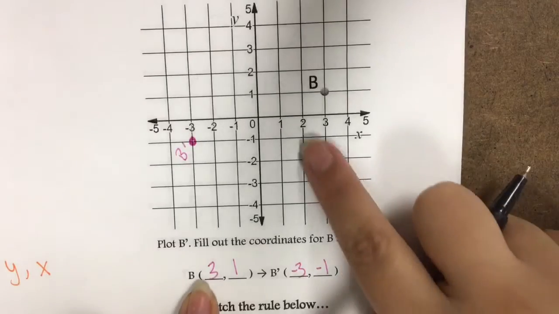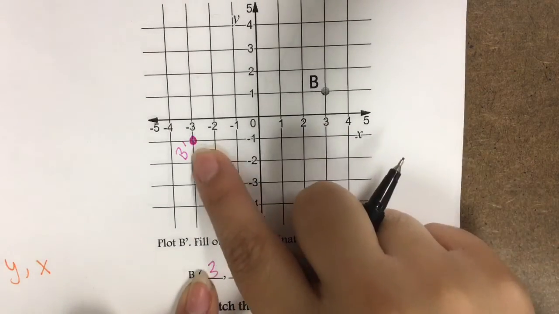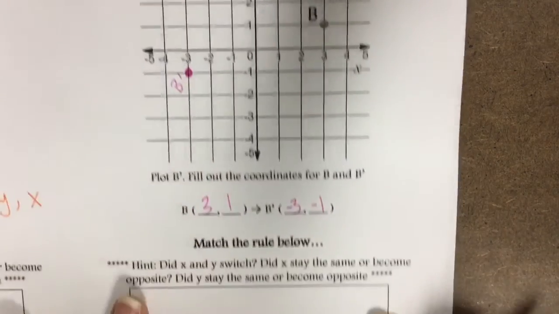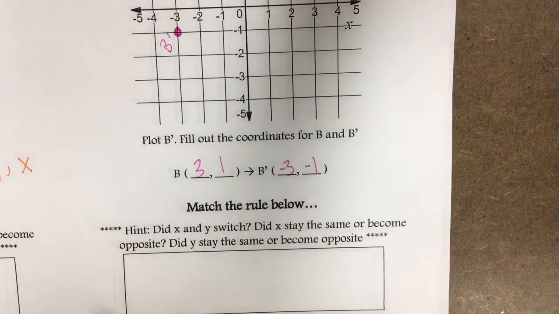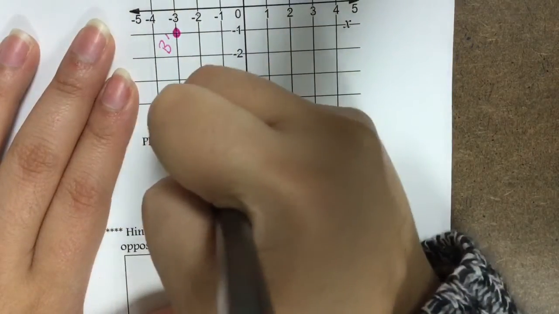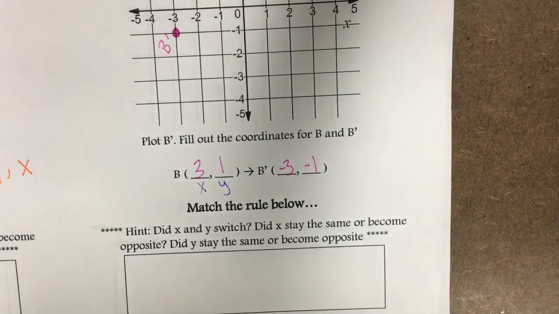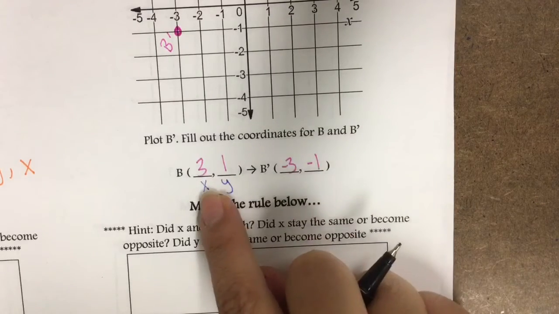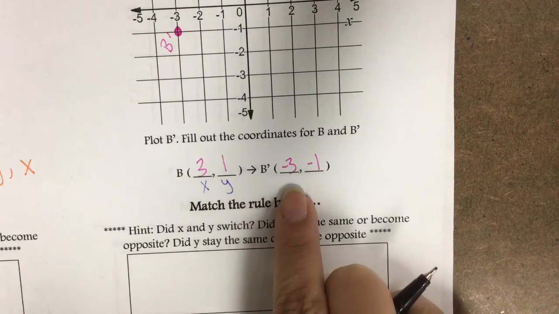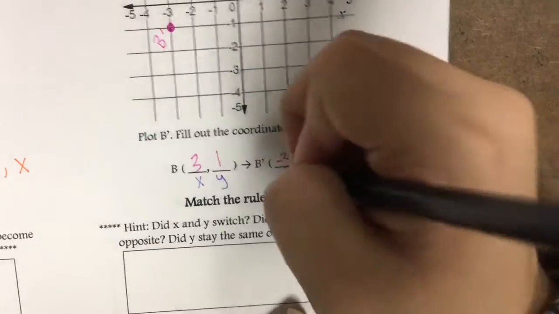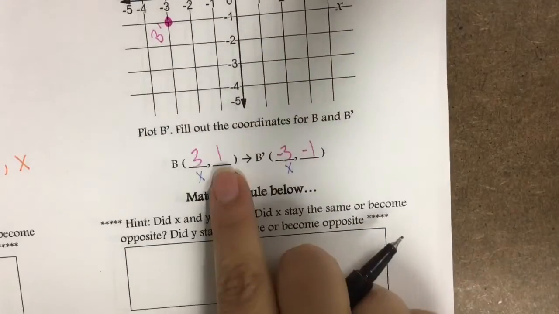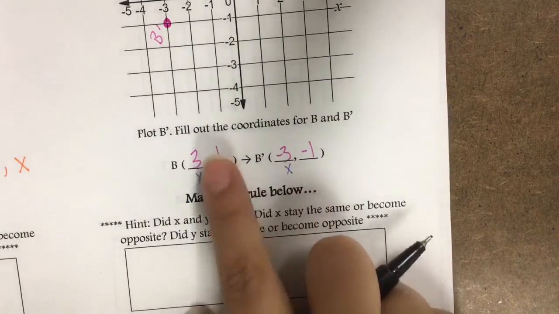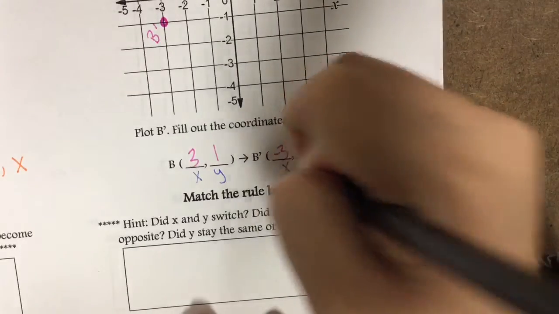So B was originally 3, 1. B prime is -3, -1. So let's go ahead and look at those points again. So again, this is XY. That's the original. I want to first check, is it still XY or is it YX now? Does it look like they switched places? Well, 3 was in the front, 3 is still in the front. So I know that X is still in the front, Y was in the back, Y is still in the back. We still have the 1 in the back.